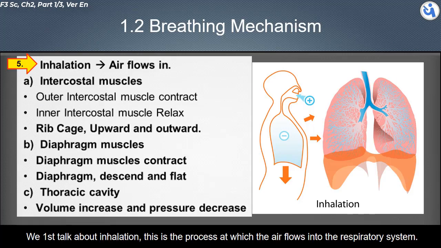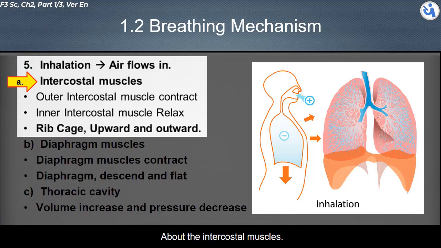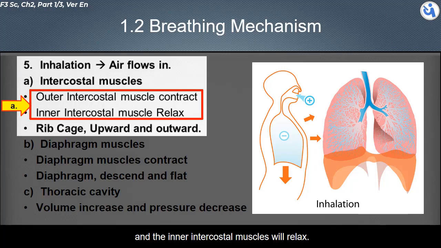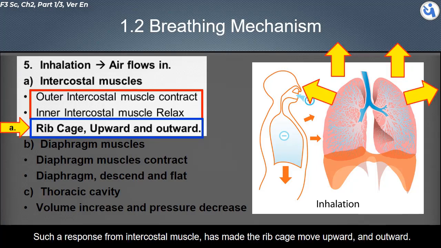We first talk about the inhalation. This is the process at which the air flows into the respiratory system. About the intercostal muscles. To trigger the inhalation, the outer intercostal muscles will contract, and the inner intercostal muscles will relax. Such a response from intercostal muscle makes the rib cage move upward and outward.